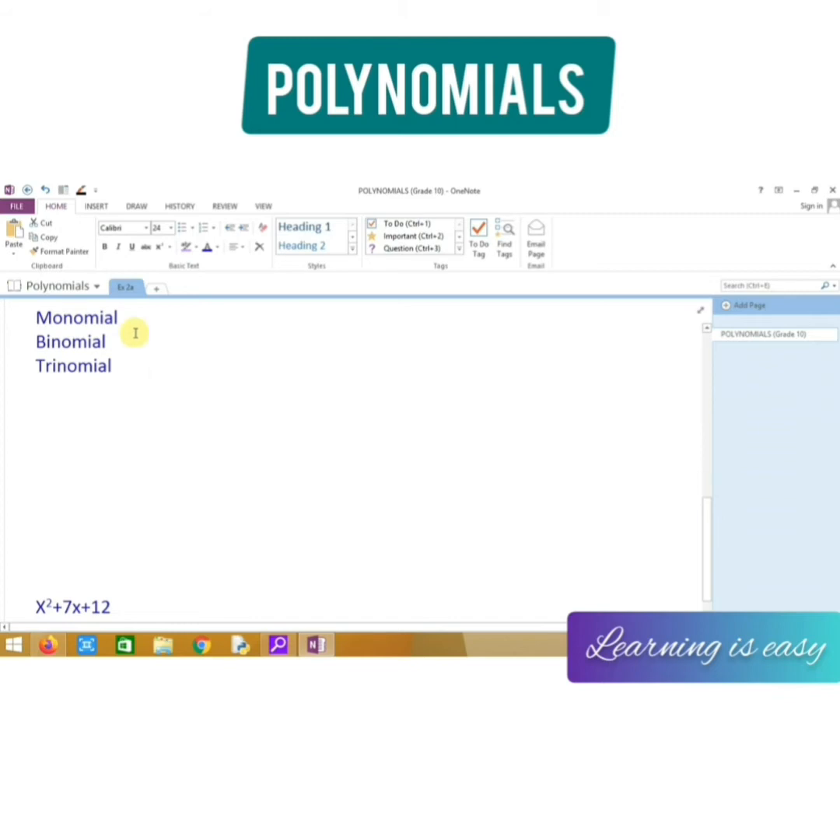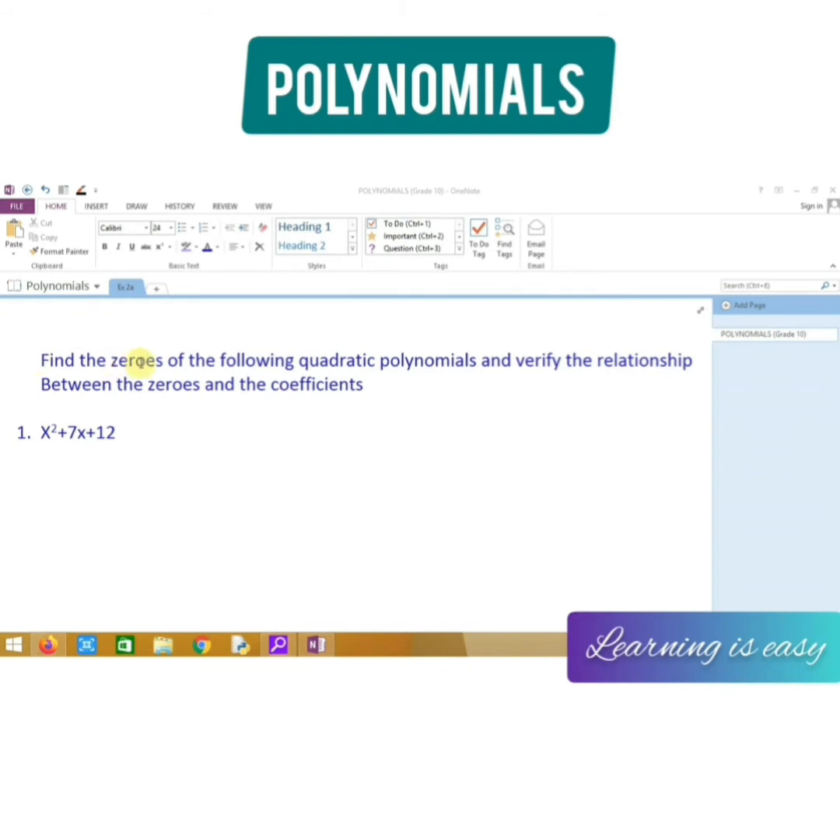All this we can solve exercise 2a. First question, find the zeros of the following quadratic polynomials and verify the relationship between the zeros and the coefficients. So what are coefficients? The number after x, 7 is a coefficient and 12 is a constant, and the number if we have next to x square also, that is a coefficient. So we have already seen in quadratic equation ax square plus bx plus c, where a, b and c are the coefficients. So let's assume that p of x, that's a function of polynomial, as x squared plus 7x plus 12.